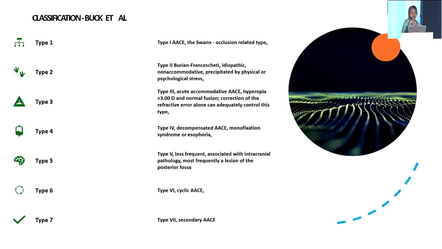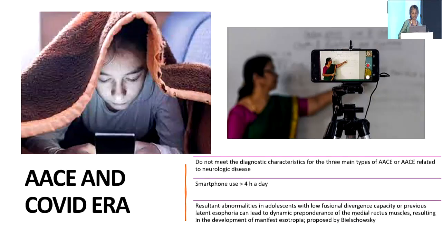Type 4 is a decompensated ACE, monofixation syndrome or ESO. Type 5 is associated with intracranial pathologies. Type 6 is cyclic ACE, and type 7 is the secondary ACE.